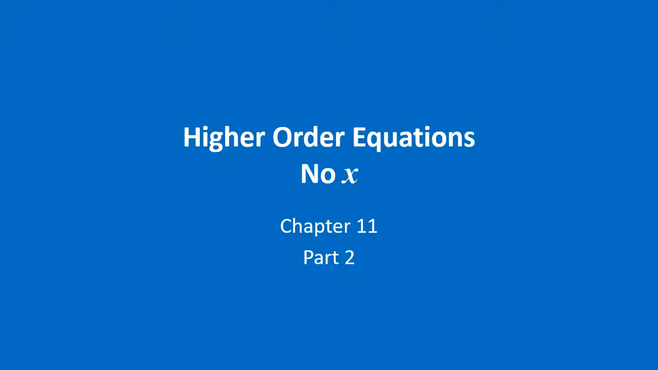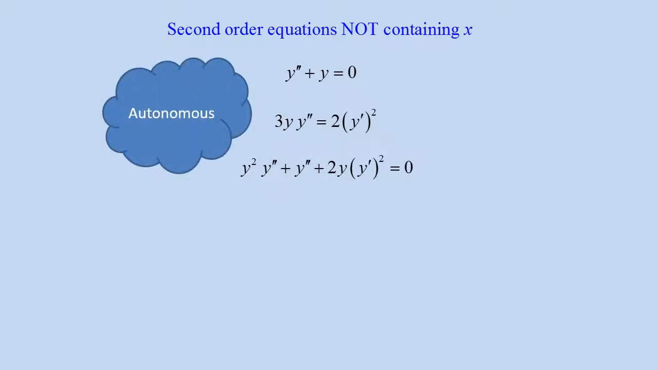In part 2 here, we want to take a look at second order equations that have no explicit x's. And here are some examples of what we're going to be looking at. No x's. Now all of these are referred to by the name autonomous. We'll talk more about that in class. For right now, it just basically means that you got all your stuff equal to 0.